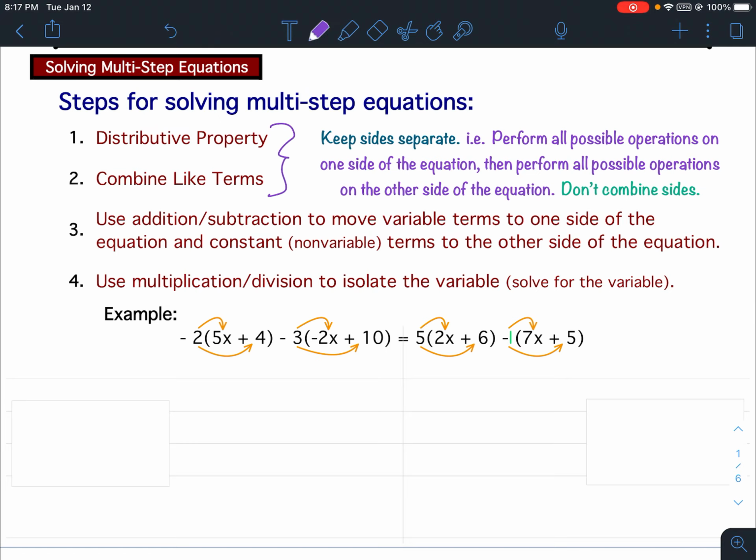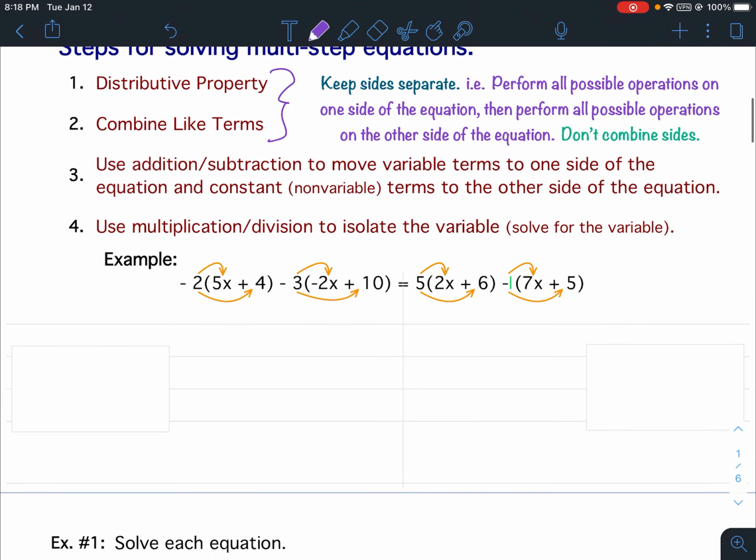Okay, step 3 is to use addition or subtraction to move variable terms to one side of the equation and constant terms to the other side of the equation. In order to solve, we want all our variable terms on one side and all the constant terms on the other side. And then the last step is to use either multiplication or division to isolate the variable. Now, once again, every problem might not have all 4 steps, but these are the things you want to look for first. Look for the distributive property. Look for combining like terms. Then look for using addition and subtraction to get the variables to one side and the constants to the other side. And then last, look to use multiplication or division to isolate the variable.